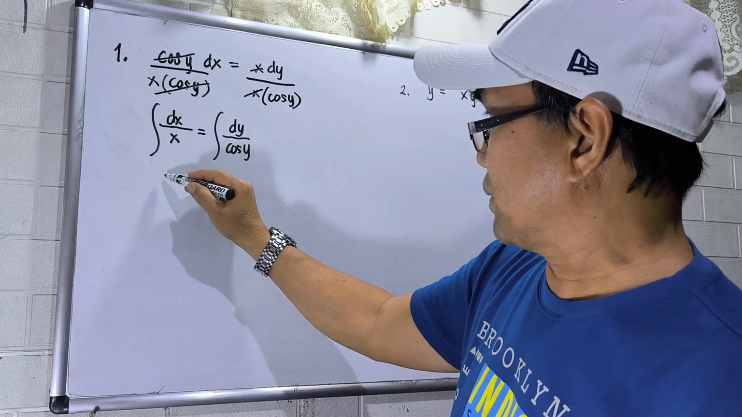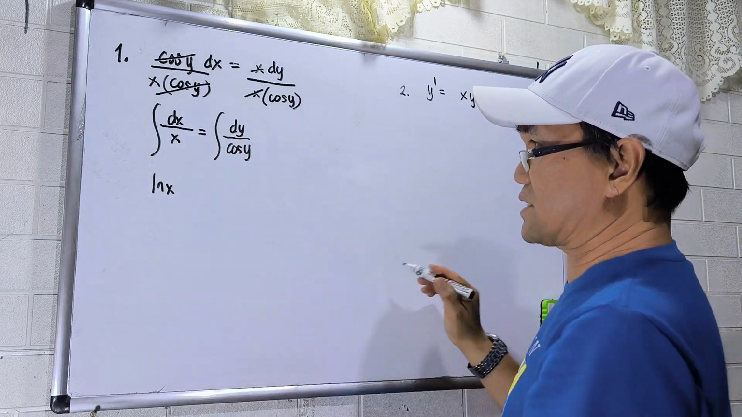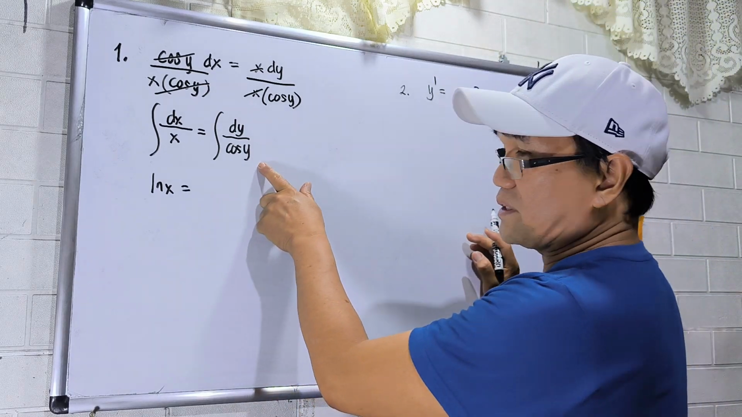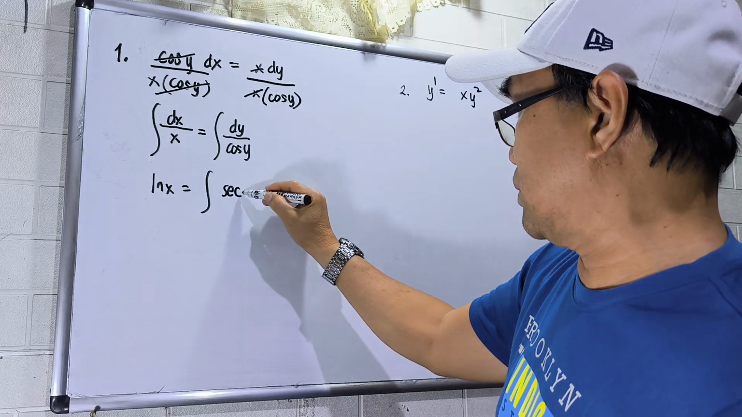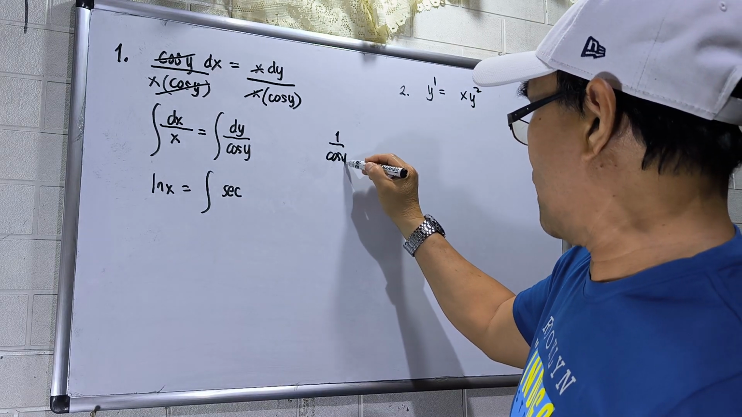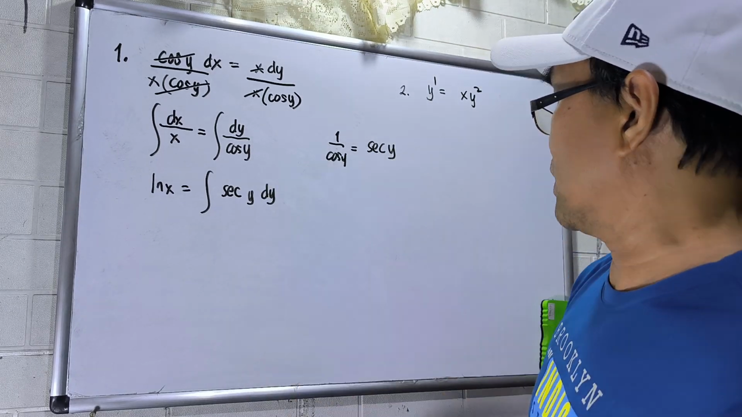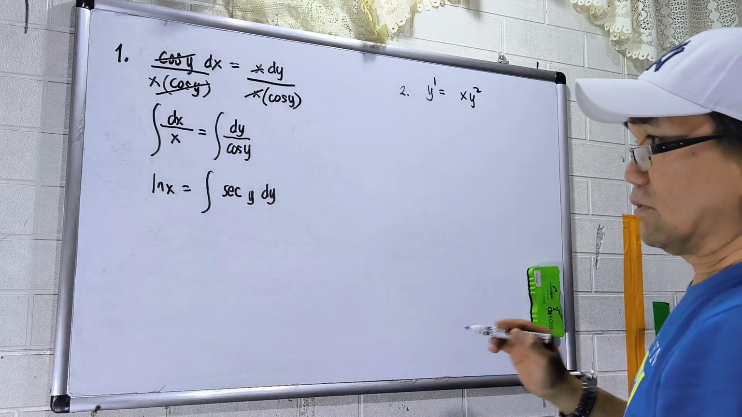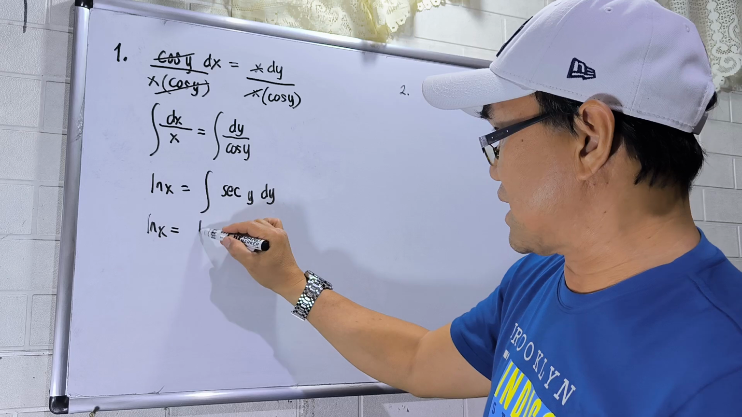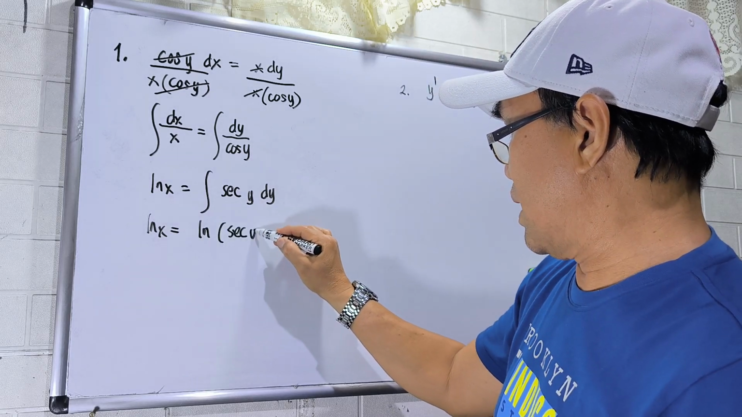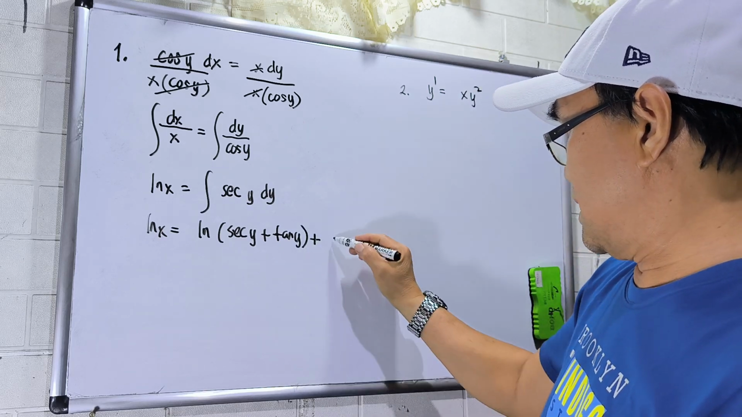So this will be ln x, because we know that the integral of dx over x is ln x. And then we have to apply our trigonometry. So this will be the integral of secant. We know that 1 over cosine y is equal to secant y. So this will be secant y dy. Okay? So this will be ln x. So the integral of secant y dy is ln secant y plus tangent y, then plus c.